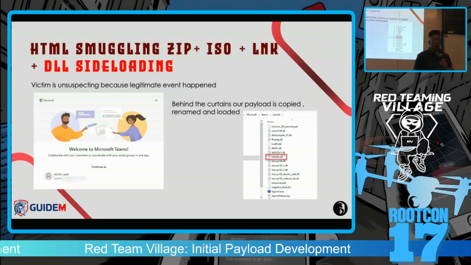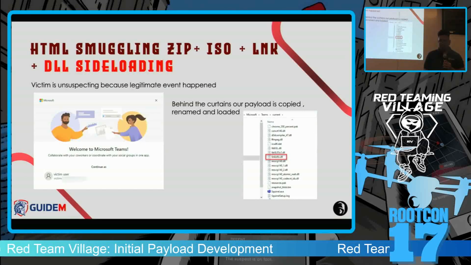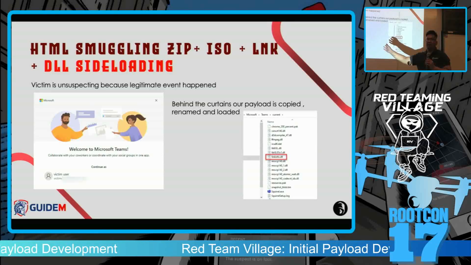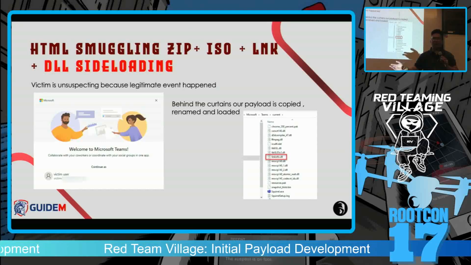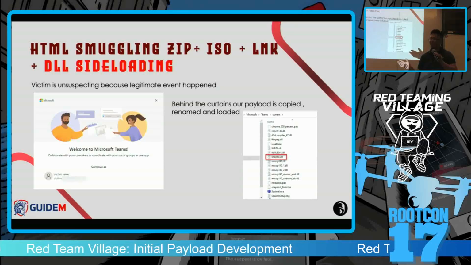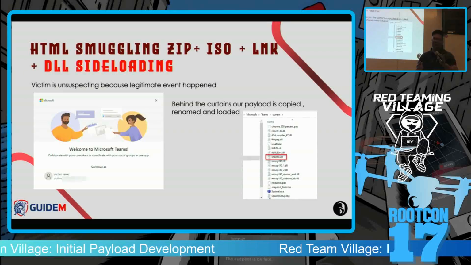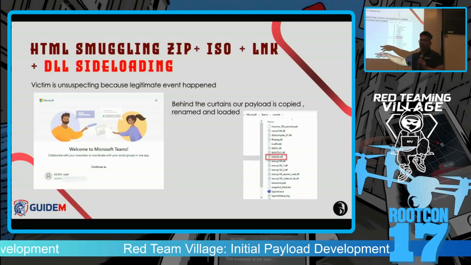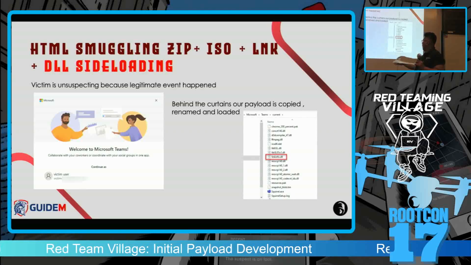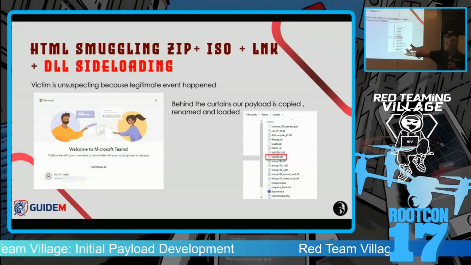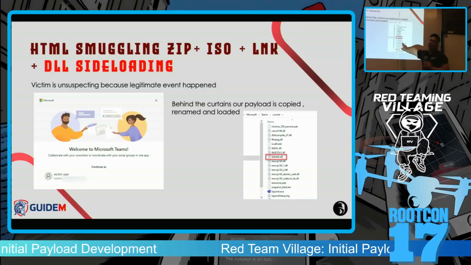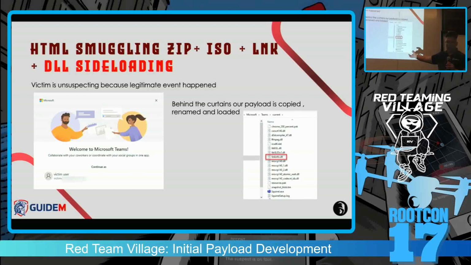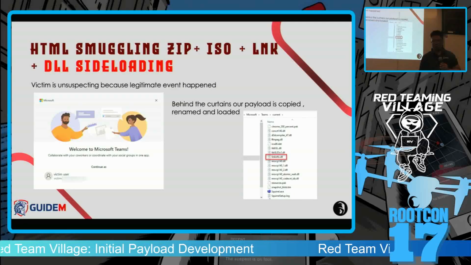So let's go to how the user sees it. The user will see it like this. Behind the curtains, the user is happy because Teams is updated. Teams is installed. If the victim doesn't have Teams installed, it will install it and continue to log him in. But behind the curtains, our payload DLL is actually copied, renamed, and ready for execution. After this, we receive the initial callback.